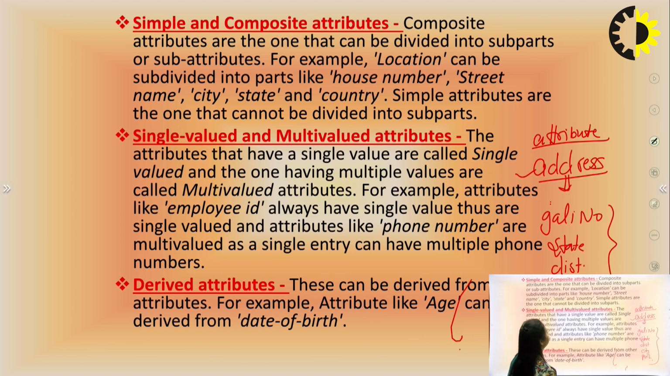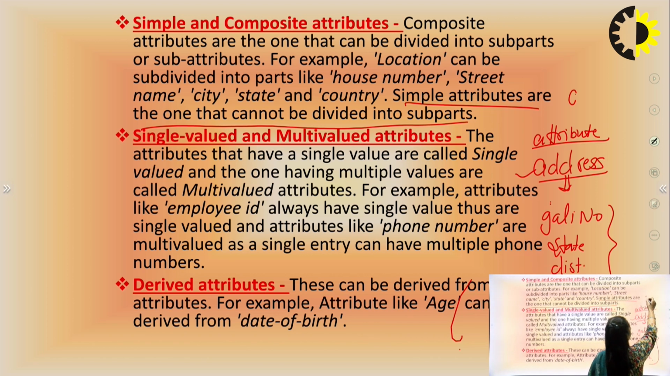But in another case, a simple attribute. Simple attributes are those attributes that cannot be divided into subparts. For example, age. You cannot further divide the age.